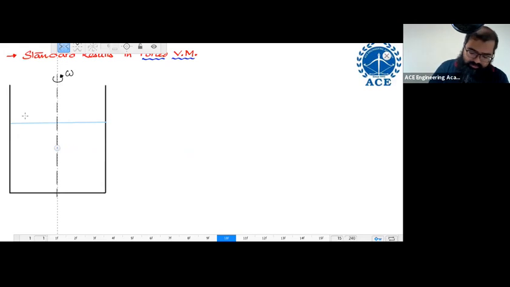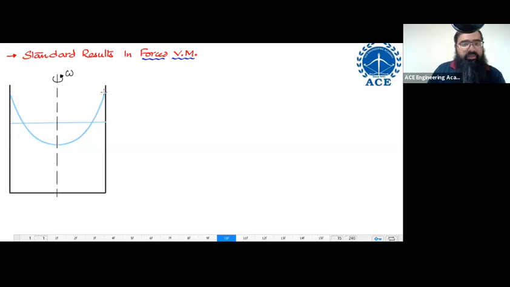So imagine you're going to have a bent kind of interface, something like this. This is how the interface is going to become. The fluid will take this particular position.